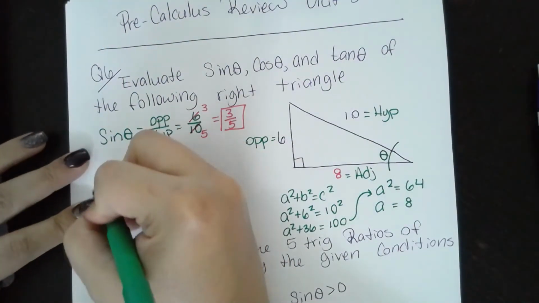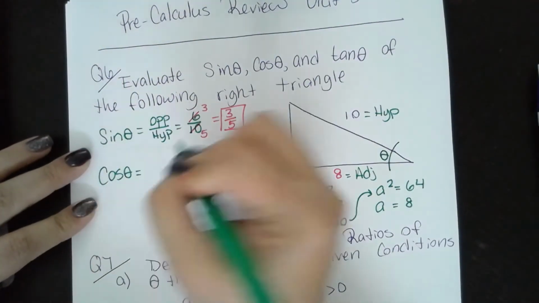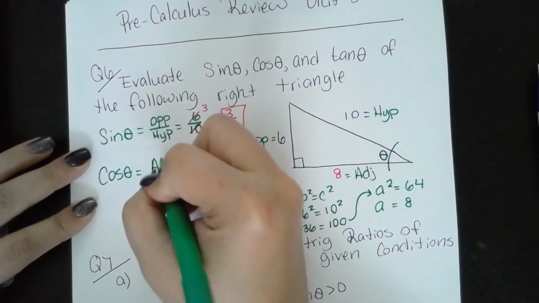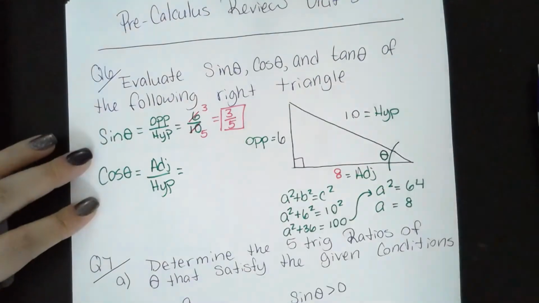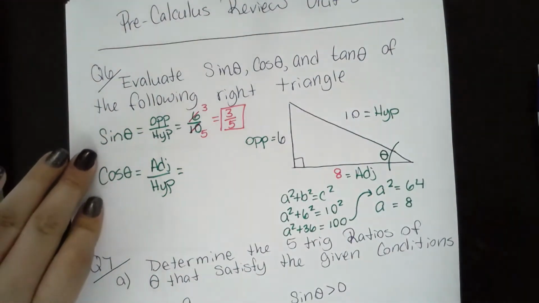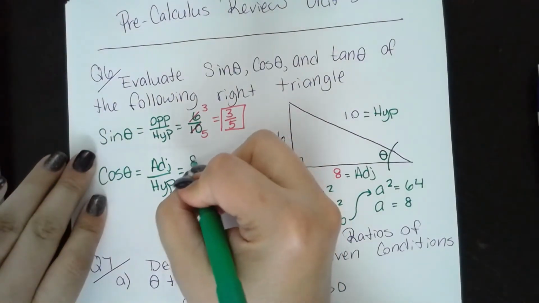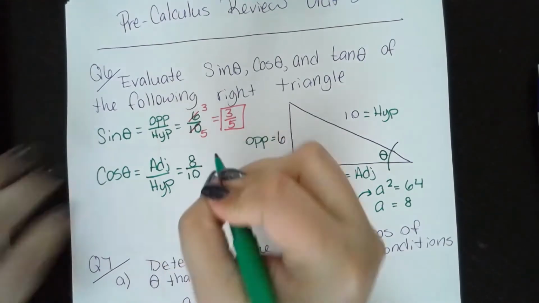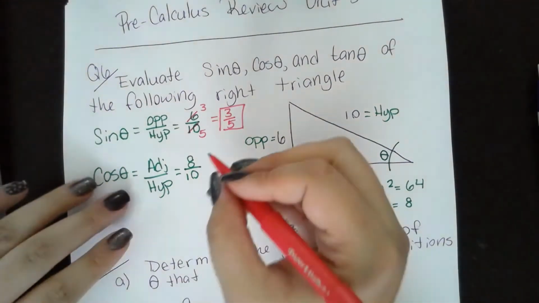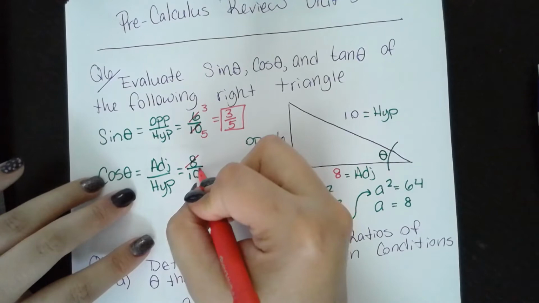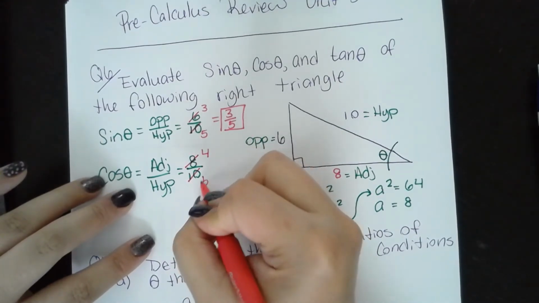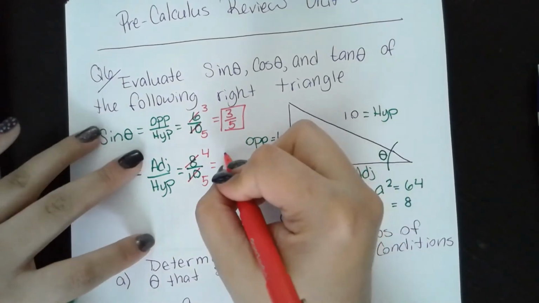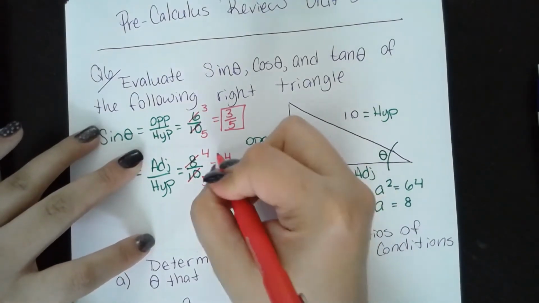So let's look at cosine. Cosine of theta is the adjacent over the hypotenuse. The adjacent side is 8. The hypotenuse is 10. Once again, both can be reduced by a factor of 2. So if I reduce 8 by 2, I get 4. 10 by 2, I get 5. My final ratio is 4/5.